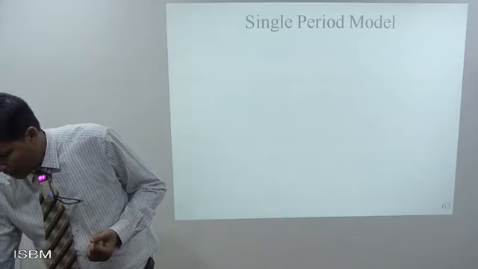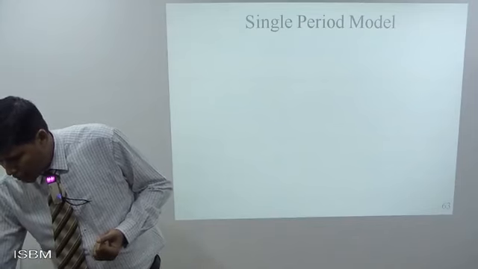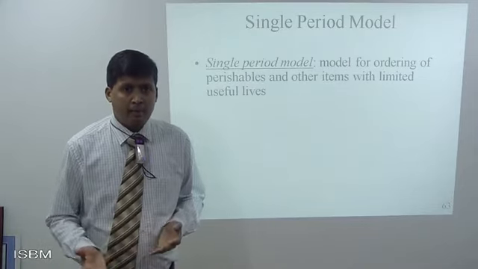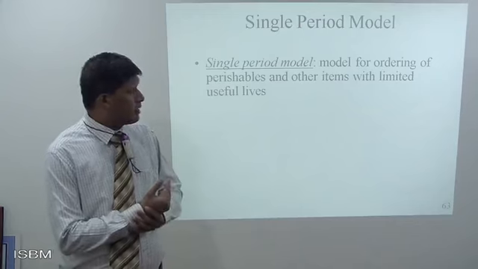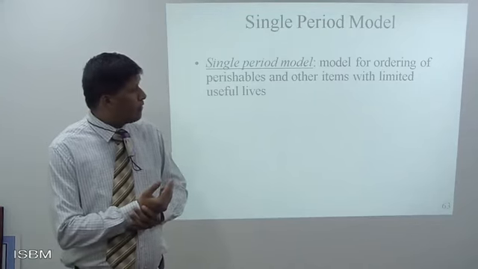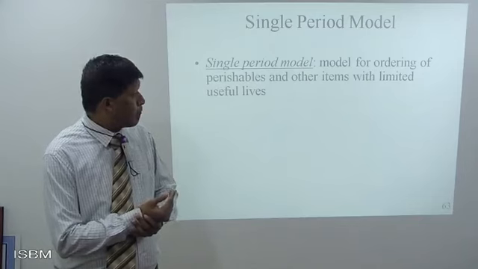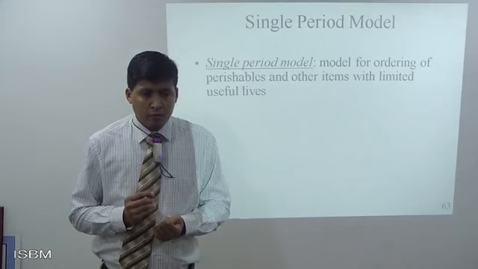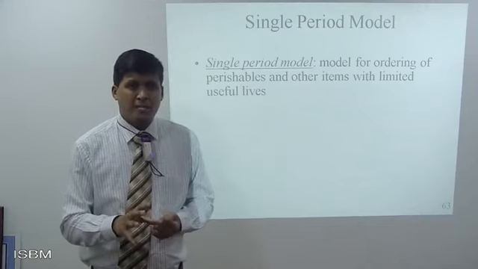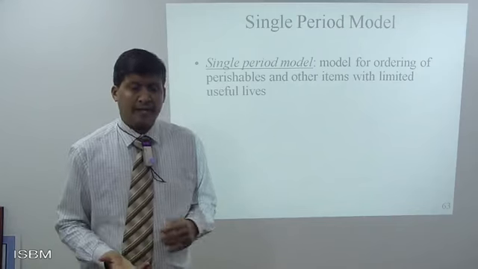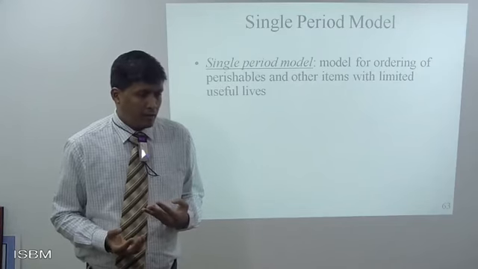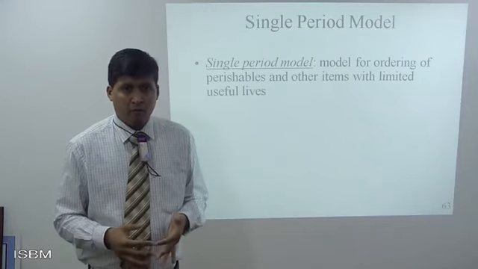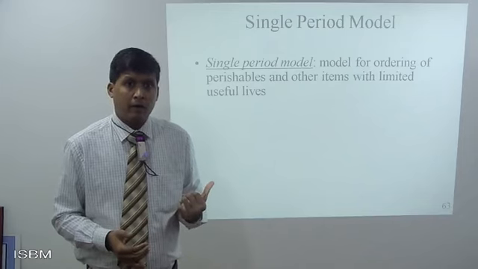In the single period model, we apply and demonstrate what happens. A single period model is a model for ordering perishable and other items with limited useful lives. Whenever we have products which are perishable, what does perishable mean? Which get destroyed fast. The bread example that we spoke about, ice creams, all edible products in fact fall under perishable goods. A single ordering point helps a lot.